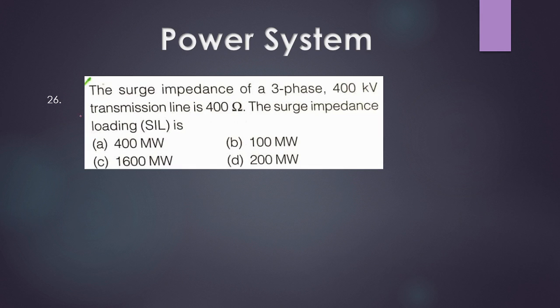Coming to the next question, question number 26. The surge impedance of a three-phase 400 kV transmission line is 400 ohm. What is the surge impedance loading? Loading means it is power. What is the power it is asking?